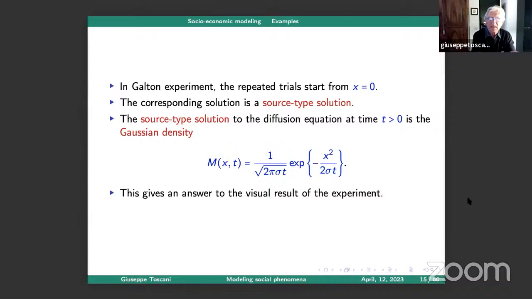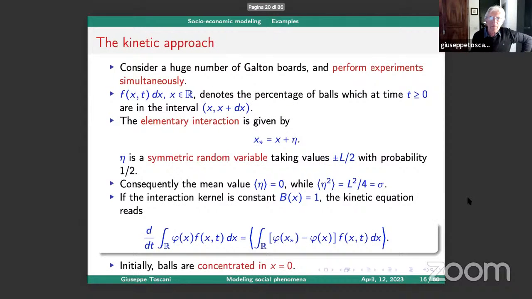And so if instead of using the Galton board, you use the same mechanism on the full plane, half plane, then you realize that what you obtain is exactly a Gaussian density, which is time dependent. So this is the classical way that you find in books. And then let us do the same experiment by using this idea of kinetic theory.